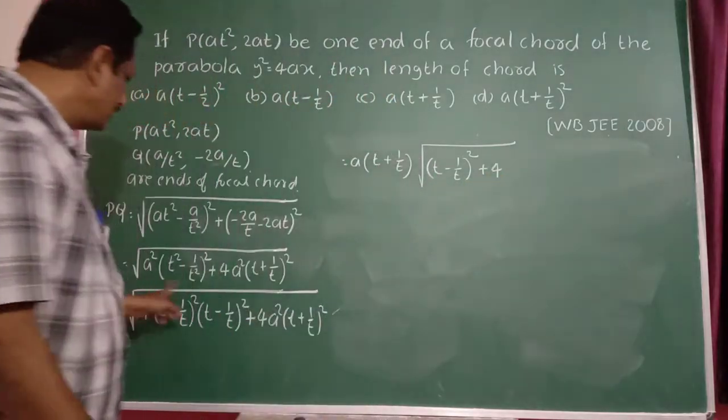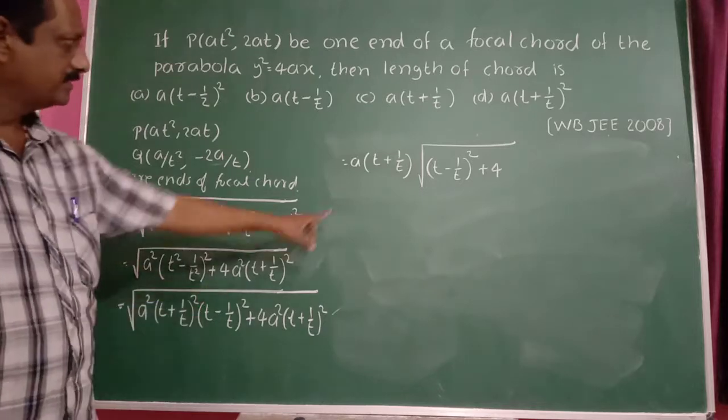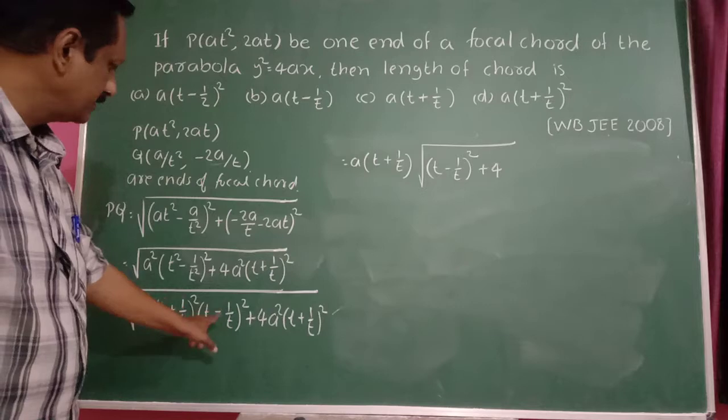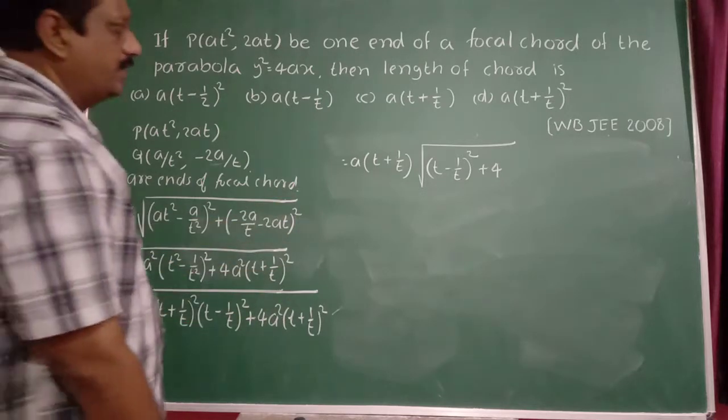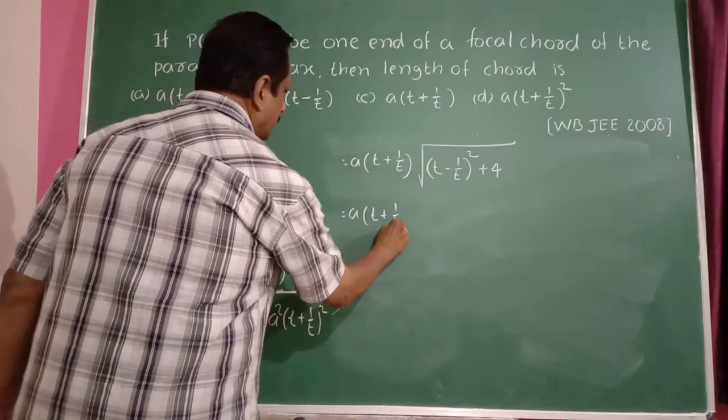Okay, so square root is there. Yes, square root and square cancel here. Square root and square cancel, remaining only a into (t plus 1 by t). Therefore, remaining term here is this plus 4 here. Therefore, this is equal to a into (t plus 1 upon t).